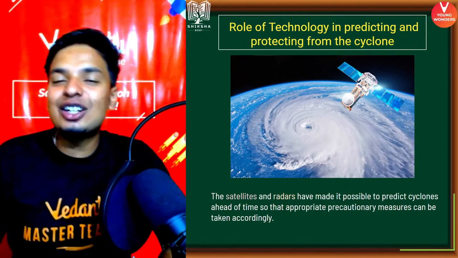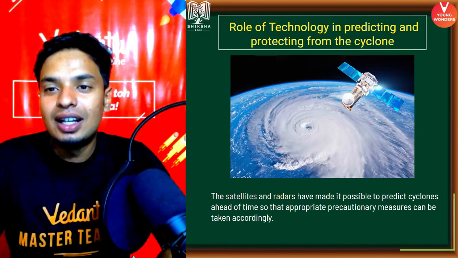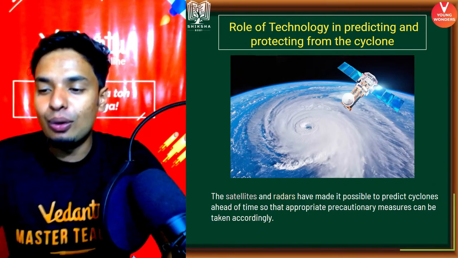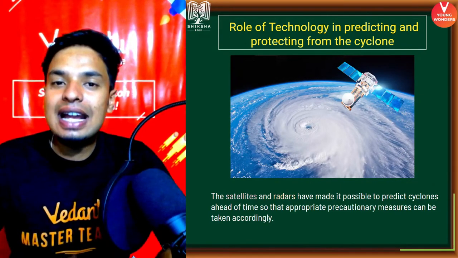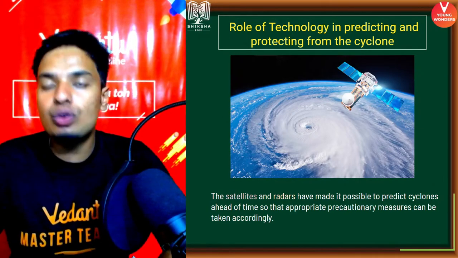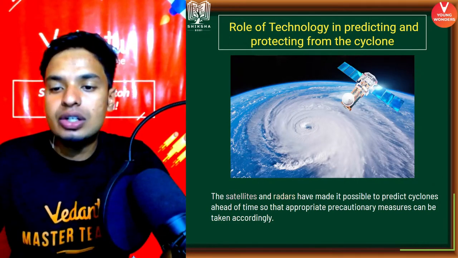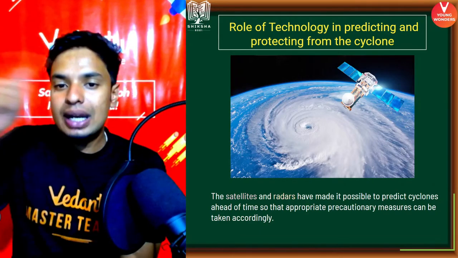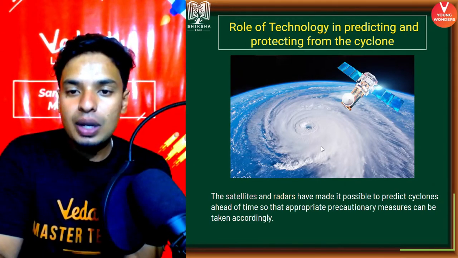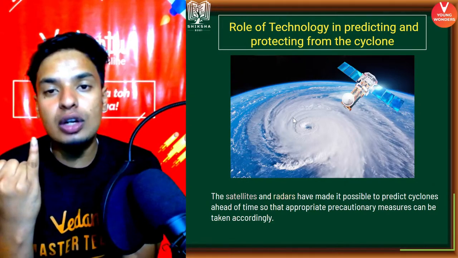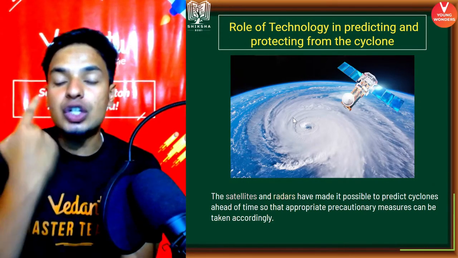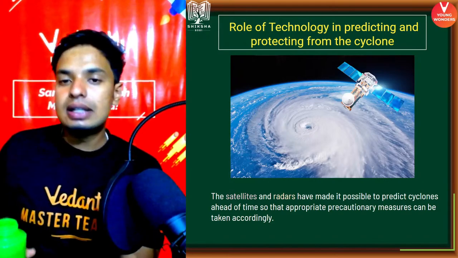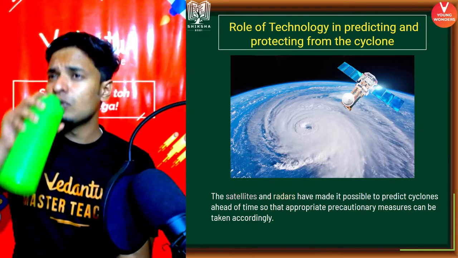Next, the role of technology in predicting and protecting from the cyclone. So what happens? How do people get to know? One of the main reasons is, guys, satellites and radars have made it possible to predict cyclones ahead of time, so that appropriate precautionary measures can be taken accordingly. If you see from space, that's where satellites are, you can actually see the cyclone moving. They will be able to identify when the cyclone is forming and which direction it's going. So if it is coming towards your direction, they'll be like, people living in Chennai, stay safe because the cyclone is coming towards your direction.